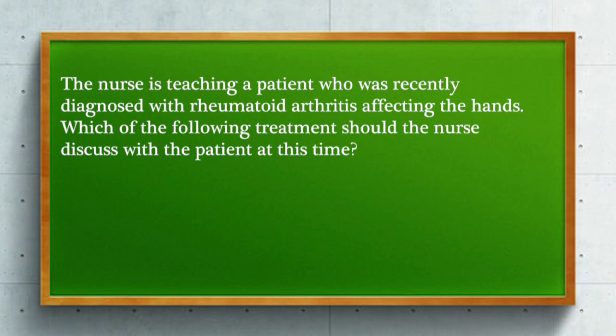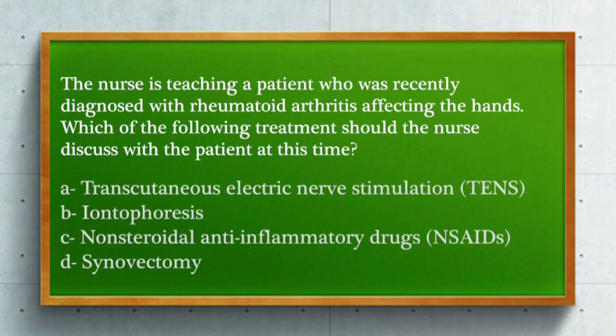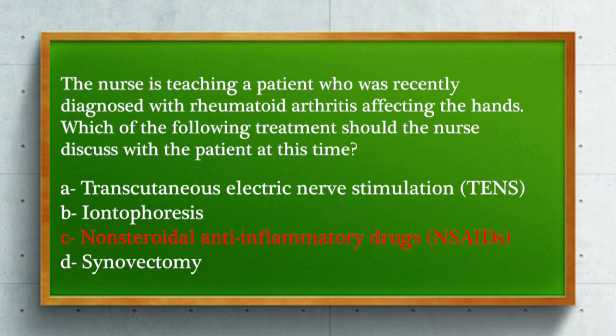Next question. The nurse is teaching a patient who was recently diagnosed with rheumatoid arthritis affecting the hands. Which of the following treatments should the nurse discuss with the patient at this time? A. Transcutaneous electric nerve stimulation, TENS. B. Iontophoresis. C. Nonsteroidal anti-inflammatory drugs, NSAIDs. D. Synovectomy. And the answer: C. Nonsteroidal anti-inflammatory drugs, NSAIDs.